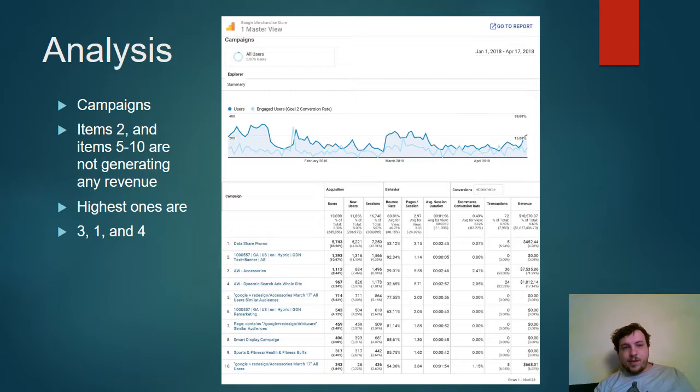Now we're looking at our campaigns. If you look at the list, items 2, then items 5 through 10 are not generating any revenue. So these campaigns are not doing well. The highest grossing campaign is the accessories campaign, followed by the data share promotion, and then the dynamics wholesale, or number 4 for the campaign's success.